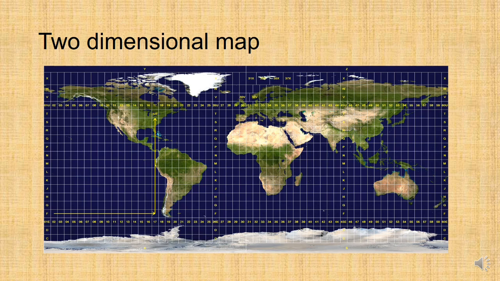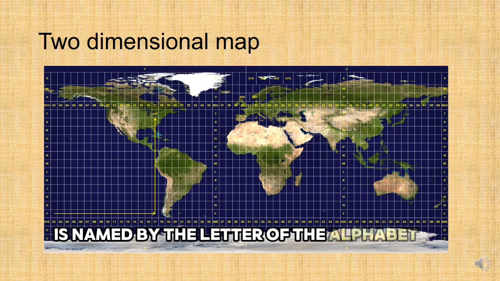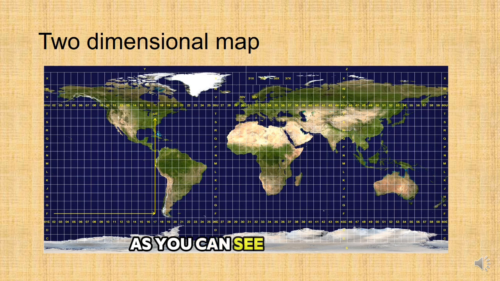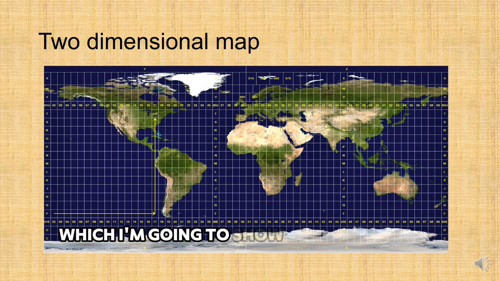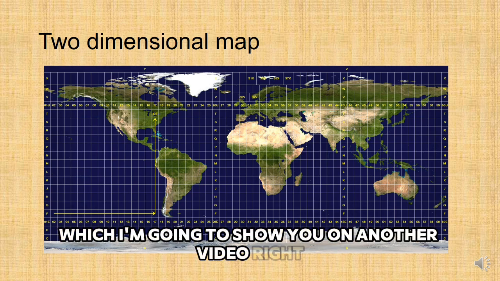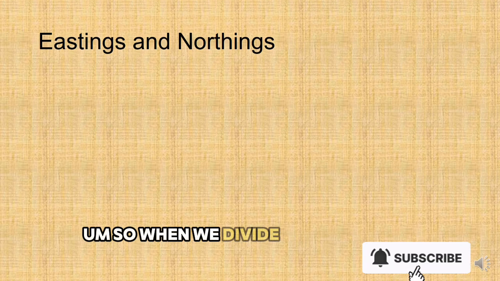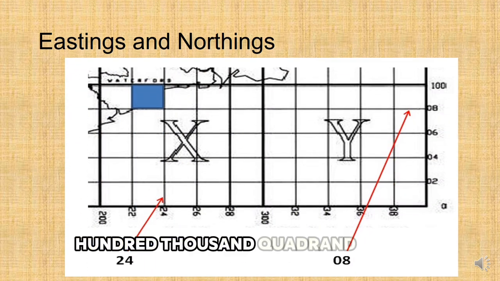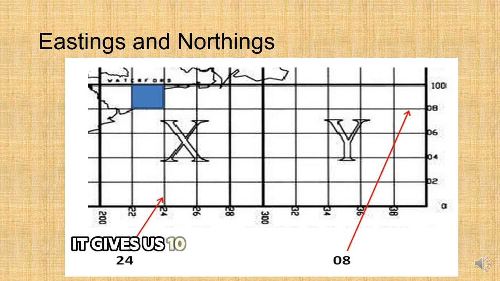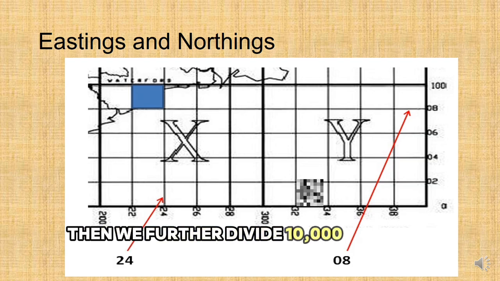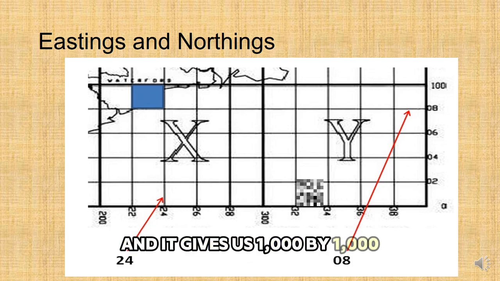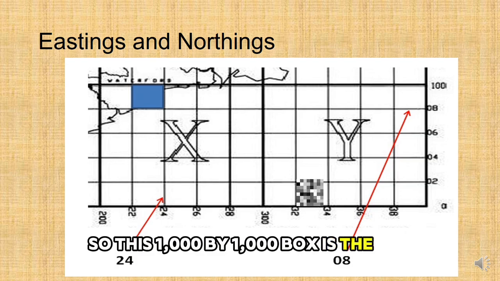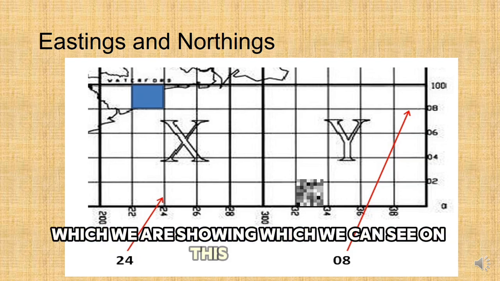So each quadrant is named by a letter of the alphabet. As we go up, as you can see, we have F, G, H, J, K, L, M, but there are some other letters which are skipped, the I and the O, for a reason, which I'm going to show you in another video. Right, so when we divide that 100,000 by 100,000 quadrant by 10, it gives us 10,000 by 10,000. Then we further divide the 10,000 by 10,000 square box by 10, and it gives us 1,000 by 1,000. So this 1,000 by 1,000 box is the one which we can see on this diagram.